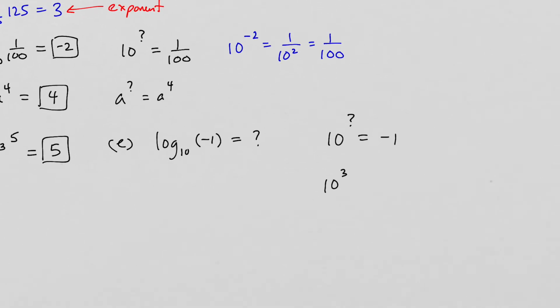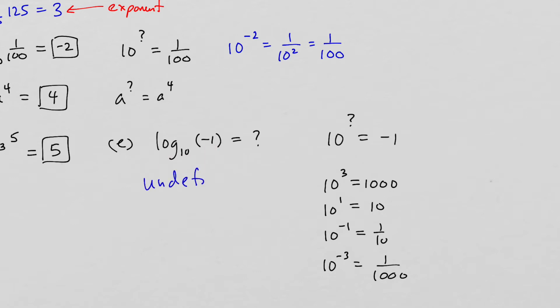If I have 10 to the third power, we know that's 1,000. If I have 10 to the first power, this is 10. 10 to the negative 1 is 1/10. 10 to the negative 3 is 1 over 1,000. You are never going to get a negative number when you raise 10 to any power, no matter if it's a positive power or a negative power. So this expression is undefined. You can't take the log of a negative number.